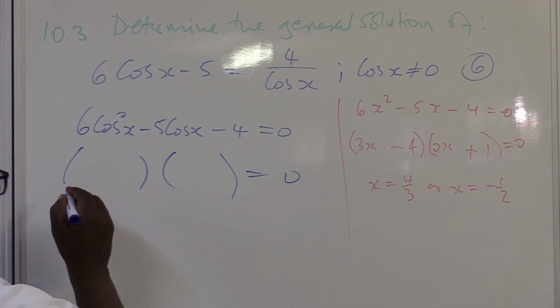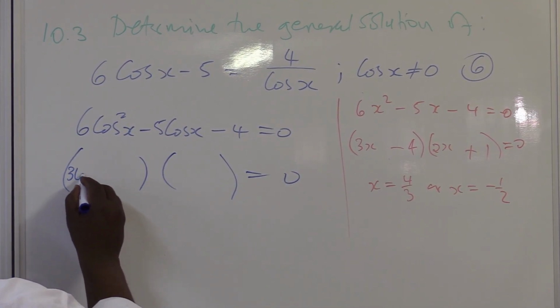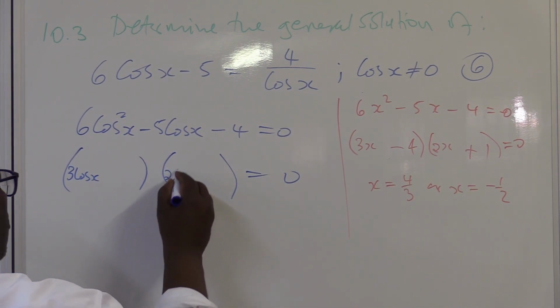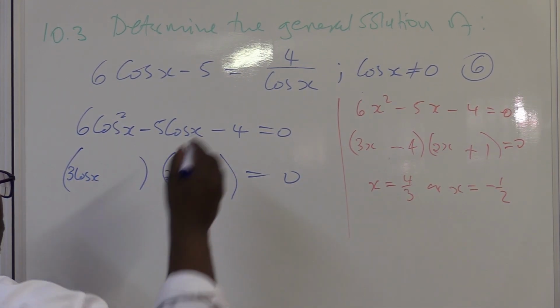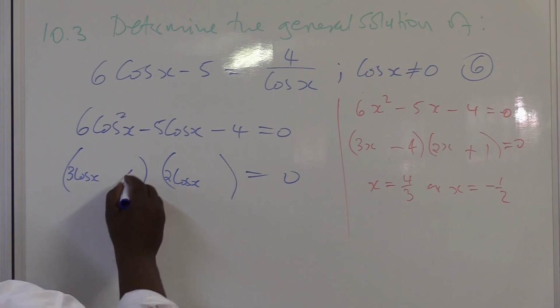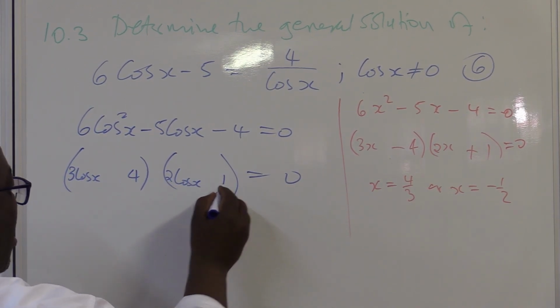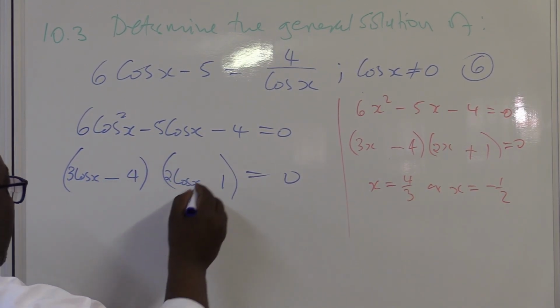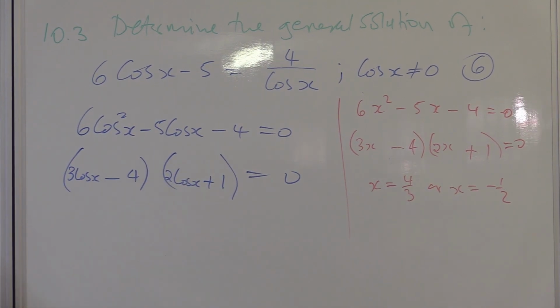Remember, we've got 3 cos x this side, 3 cos x and 2 cos x. Factors of 4, of course, are 4 and 1. We said this will be 8, so it must be negative, and this one must be positive. This is what we have.